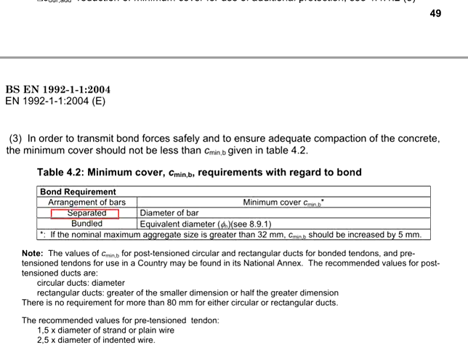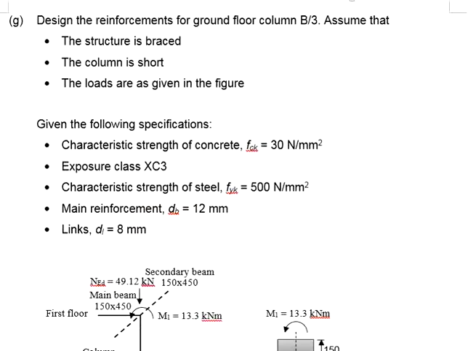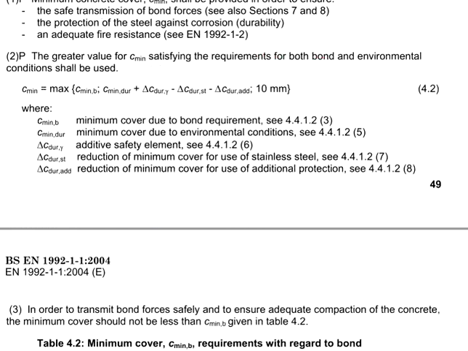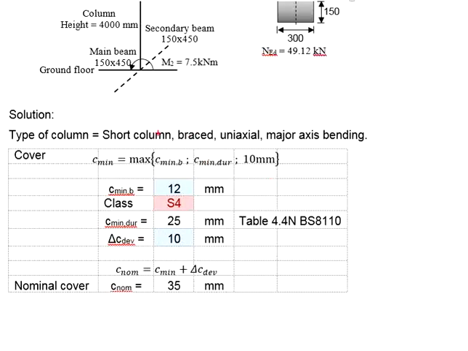Assuming the reinforcement bars are separated, that means your c_min,b shall be equal to the diameter of the bar. In these questions, the diameter of the reinforcement bar is given as 12 mm. This leads to c_min,b equals 12 mm. Our next step is to determine the concrete cover due to the exposure conditions. In this case, we assume these parameters are all equal to 0. That gives you these equations, fully governed by c_min,dur.